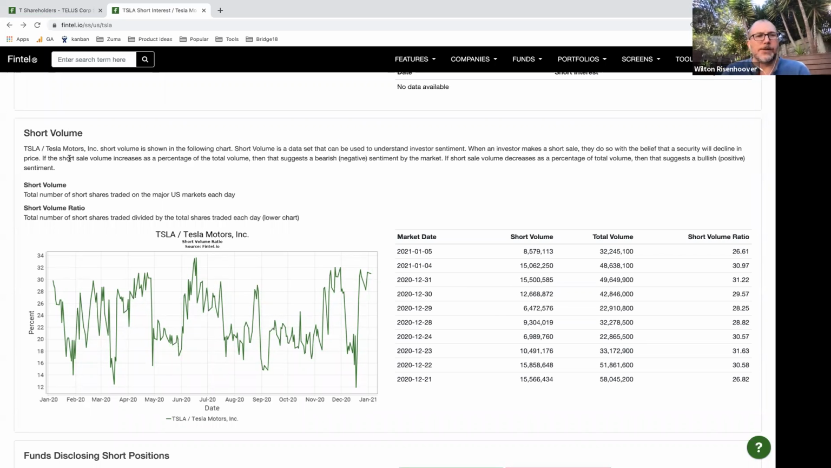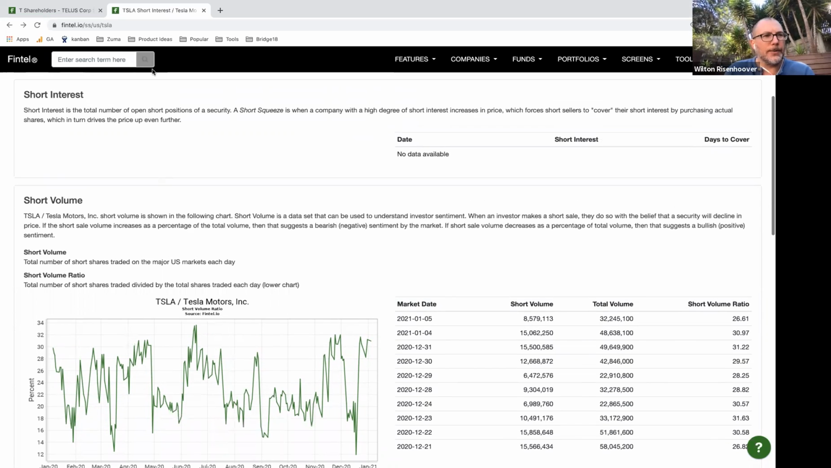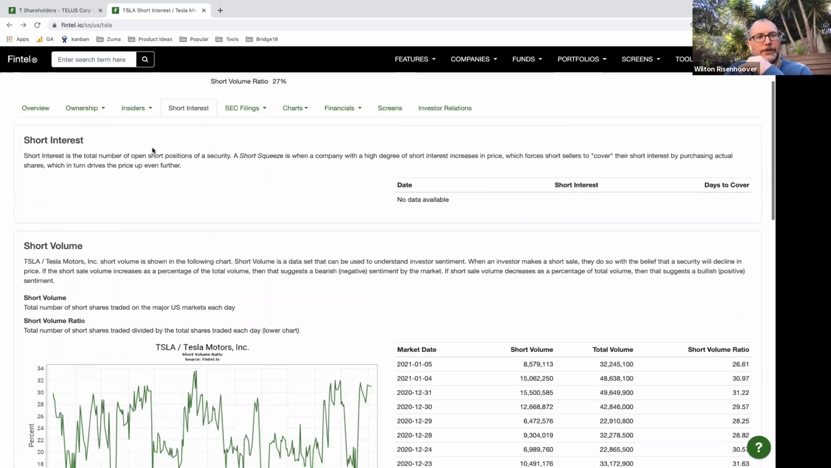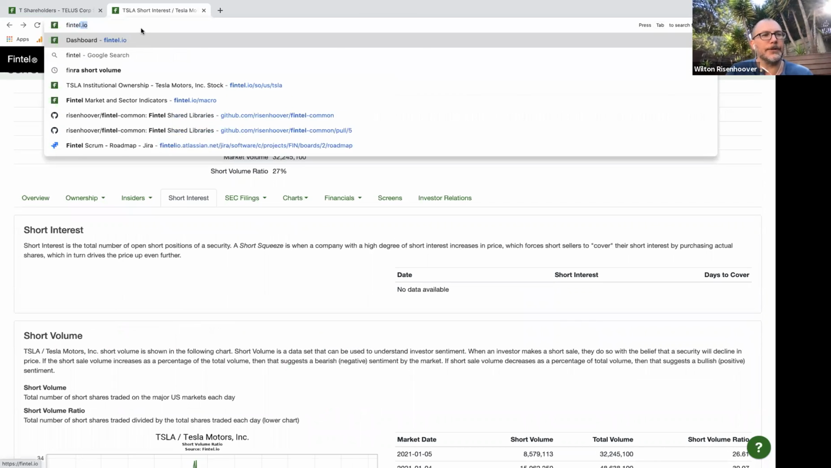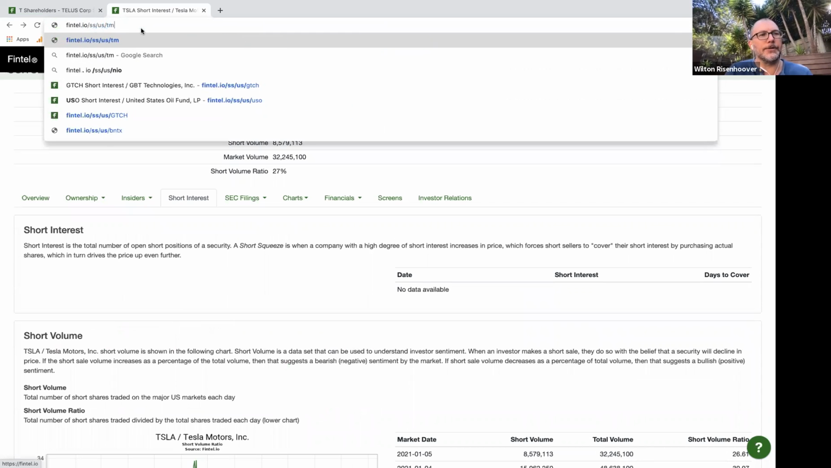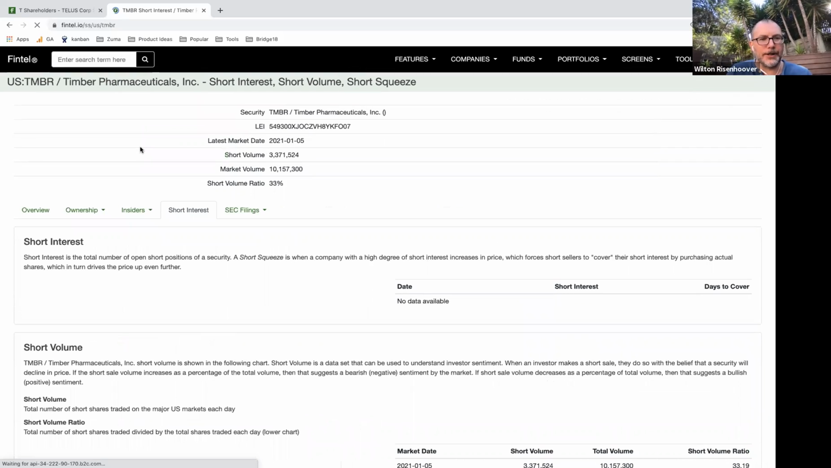Now, for the short interest, I'm going to try to find an OTC listed stock, but I don't know if I'm going to be able to find one off the top of my head. Let's just see here. Hang on a second. Fintel.io, SSUS. I don't know if Timber is Nasdaq or not, but okay, it's not there.